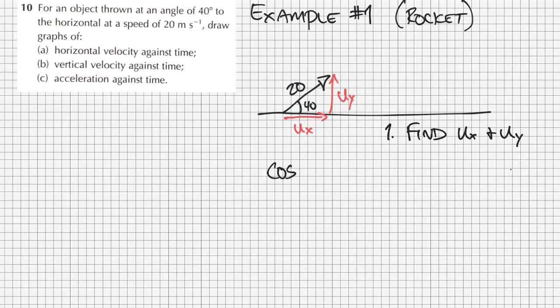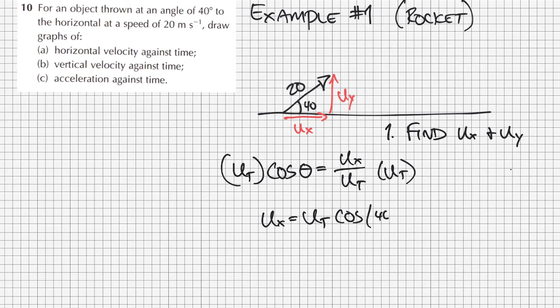So the cosine of theta equals adjacent, which is ux, over my hypotenuse, which is u total. I'm going to solve for ux, so I'm going to multiply each side by u total. And I get ux equals my initial velocity times the cosine of, in this case, 40 degrees, or theta. When we plug in numbers, it's just going to be 20 times the cosine of 40, and that's going to give me an answer of 15.3 meters per second.